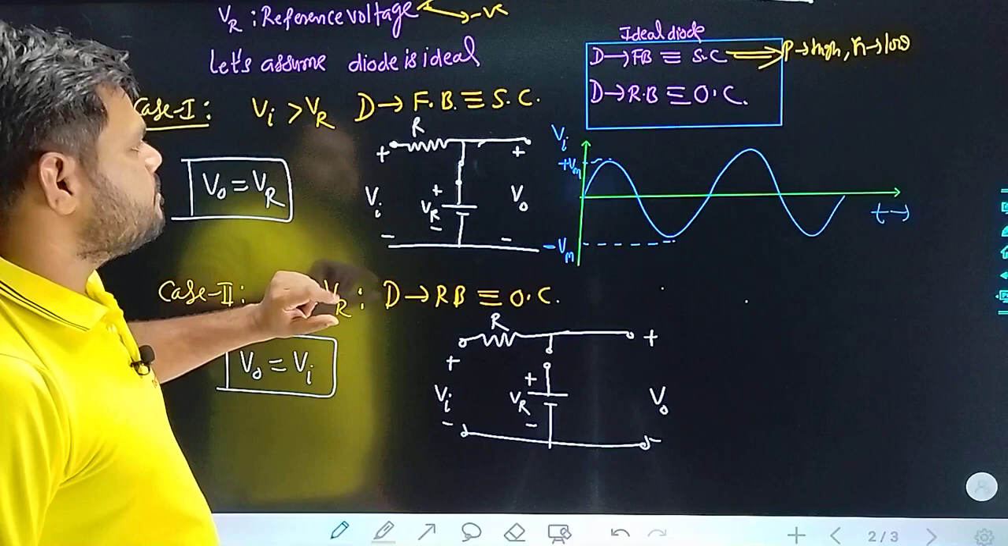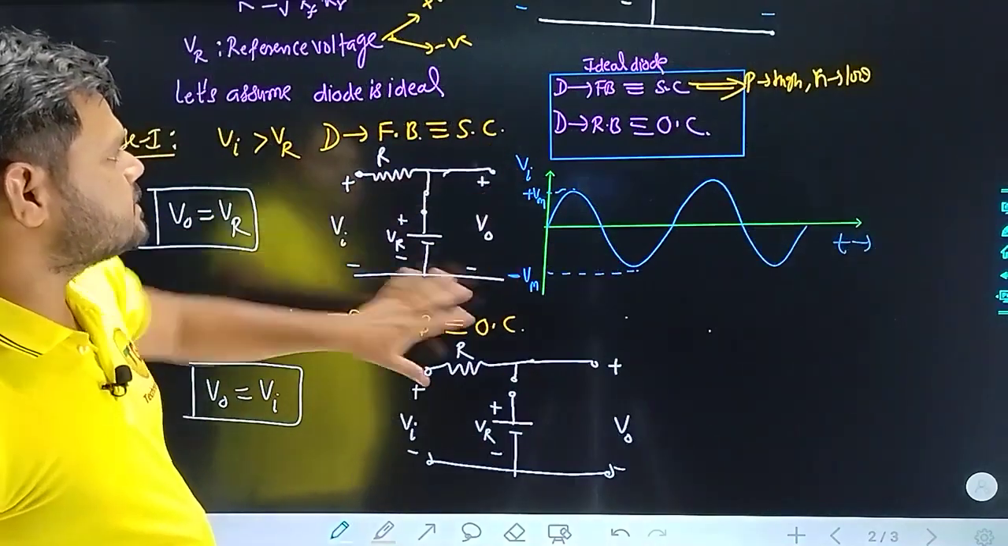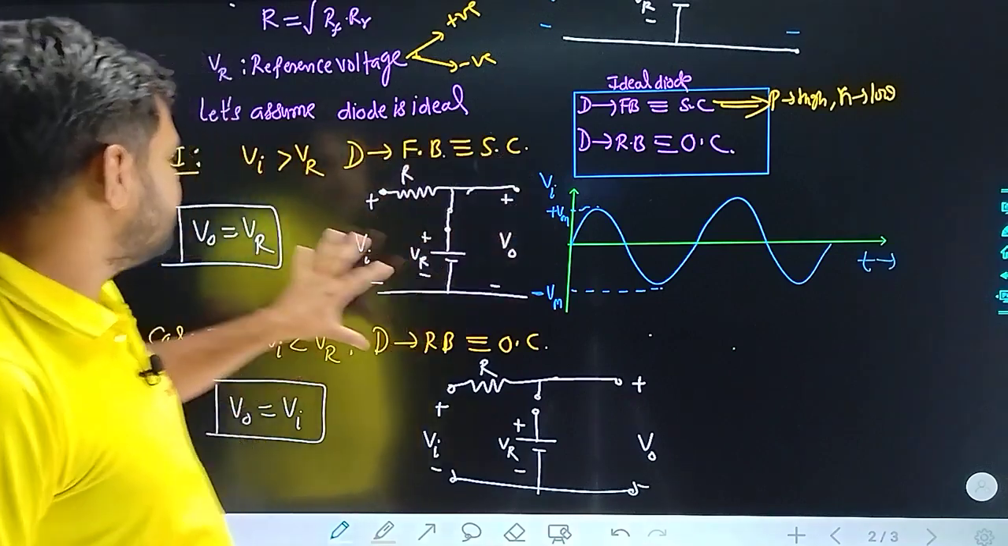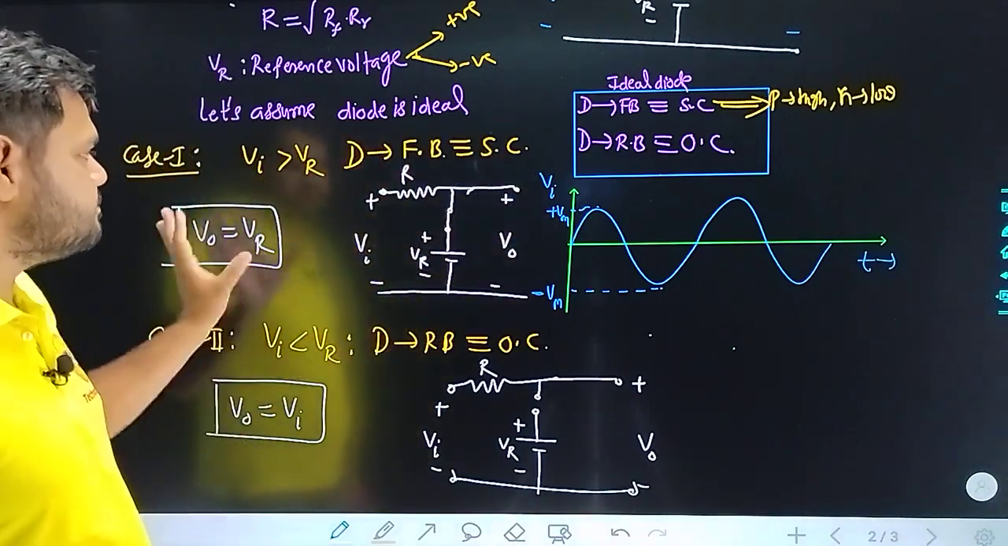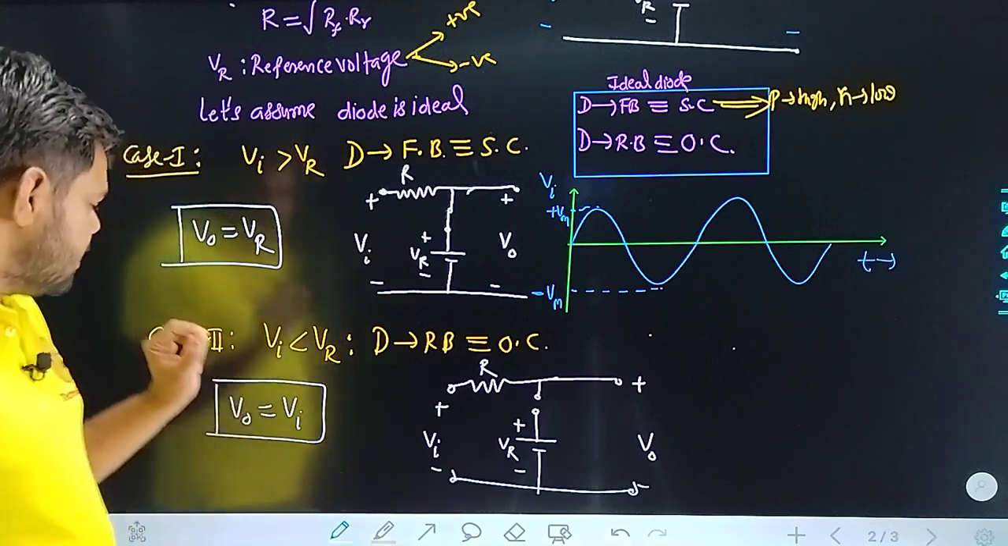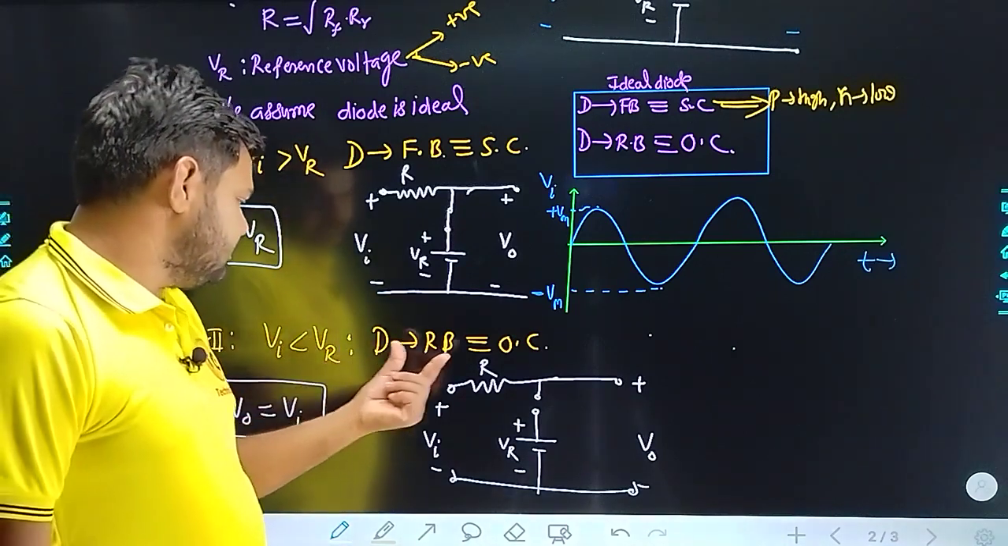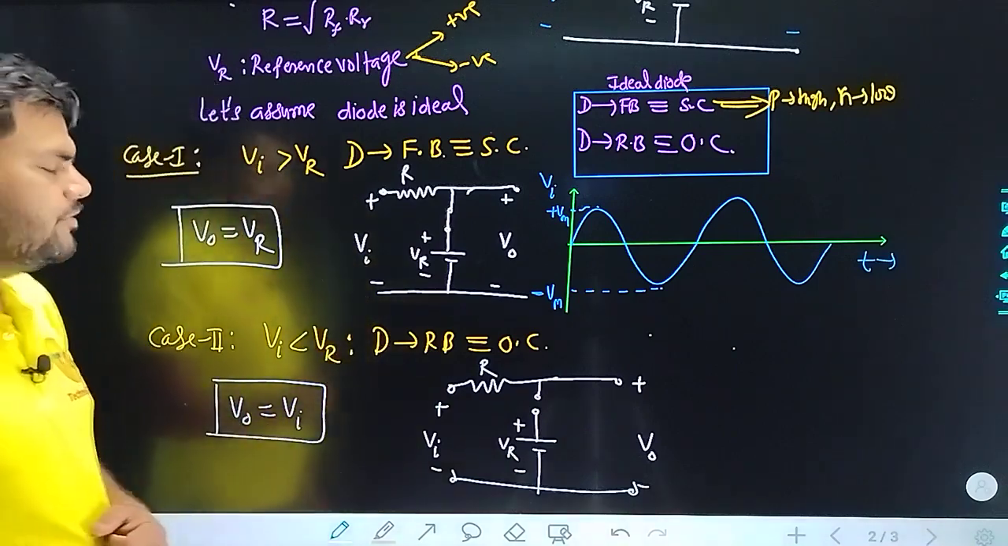So these are the cases we have discussed. Please note each and everything which I have written on the board. First part I have taken where Vi is greater than V reference. Please note this down. Now let's come to the second case where we have seen Vi is less than Vr. In this condition, the output came V naught equal to Vi.